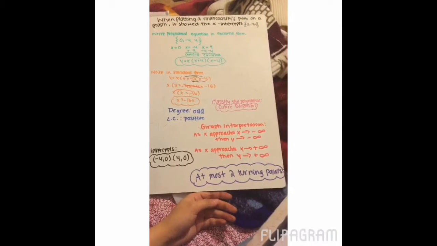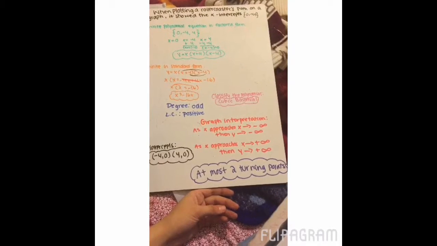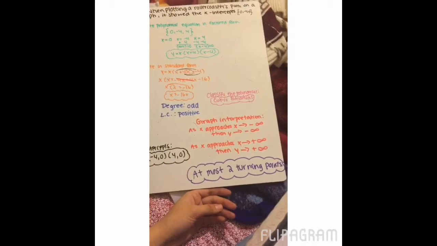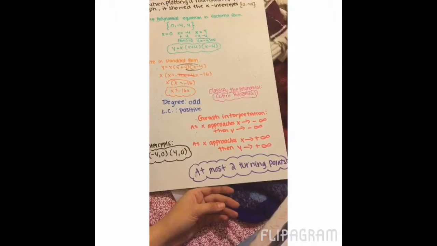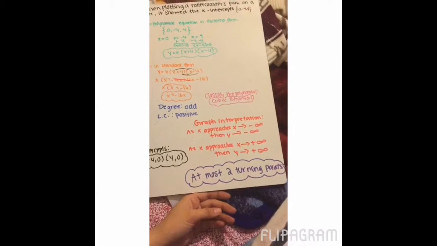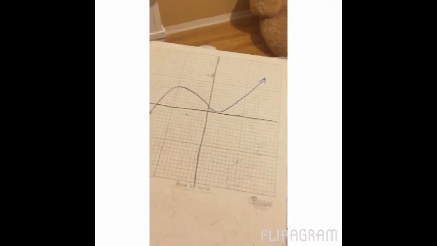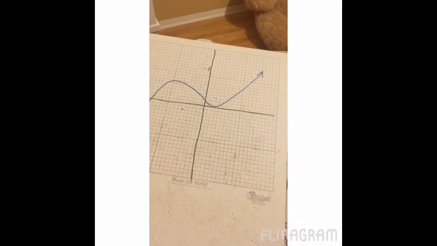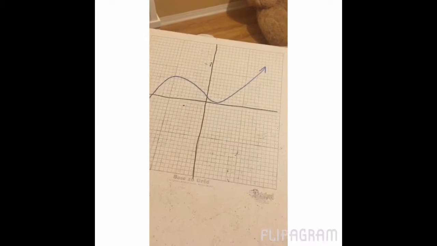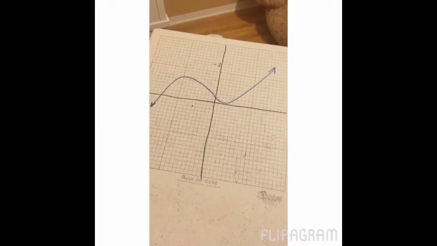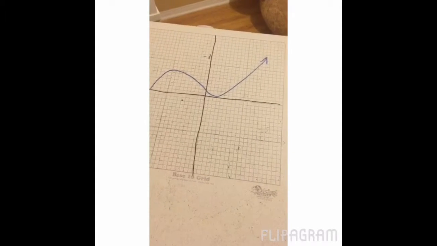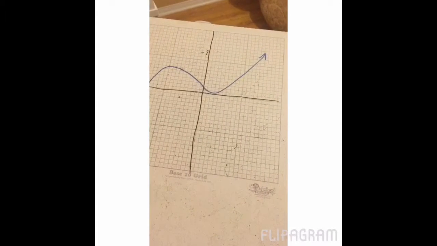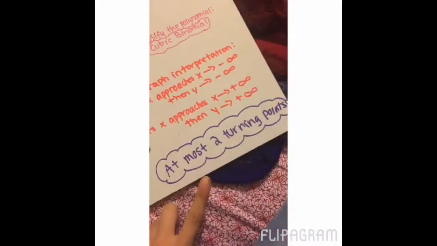If we plotted this on a graph, as x approaches negative infinity, then y would become negative infinity, and as x approaches positive infinity, then y will also be positive infinity, and it would look a little bit like this. When it's going left, it would be negative, and when it's going down, it would also be negative infinity, which means it'll be going down forever and going left forever. And the same thing for the right, it'll be positive infinity, and for going up, it'll be positive infinity also. Now, the x-intercepts will be the same as the ones that were given to us right here. You just put them in coordinate form, and then at most there will be 2 turning points.